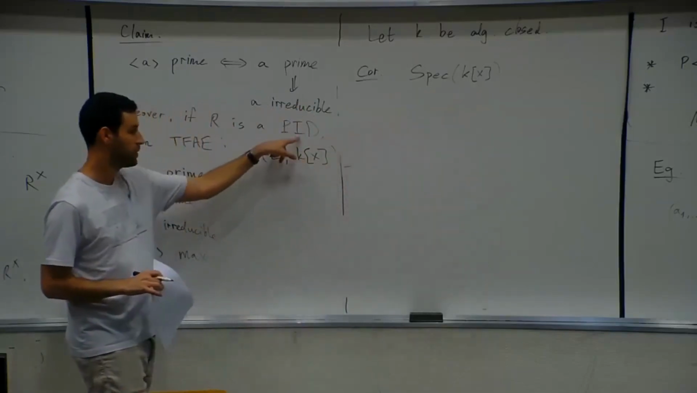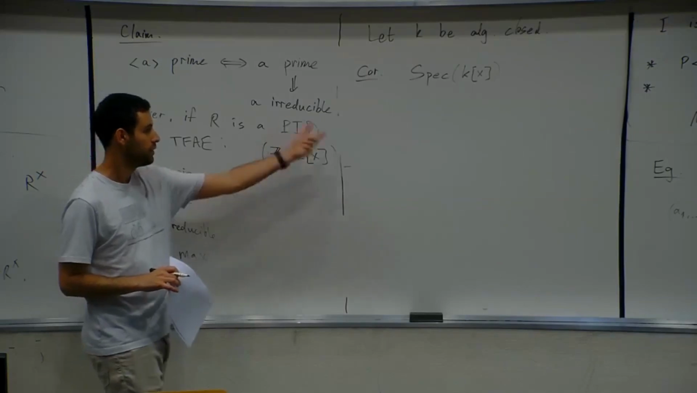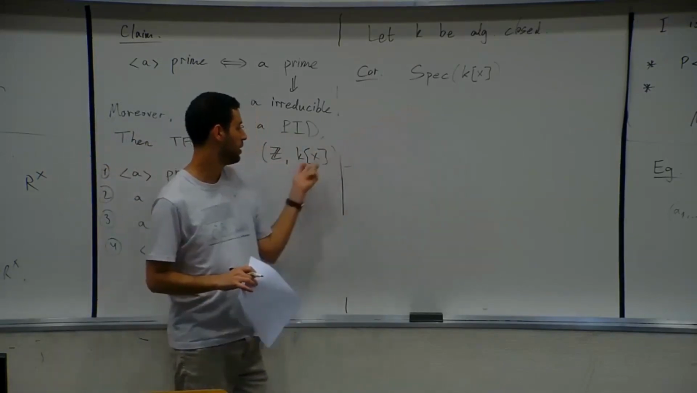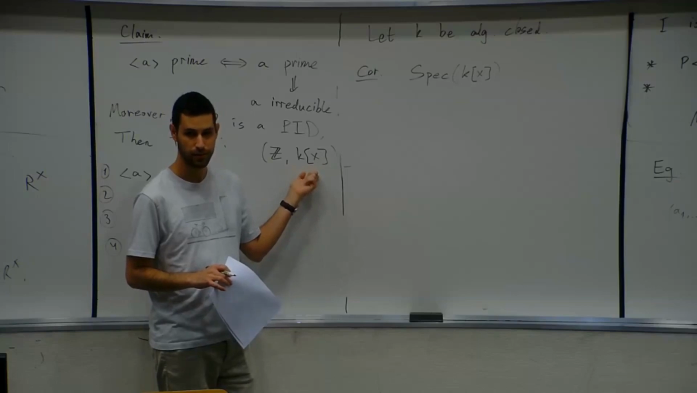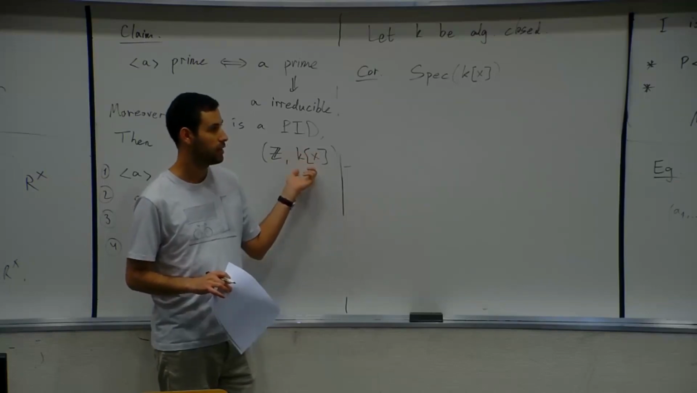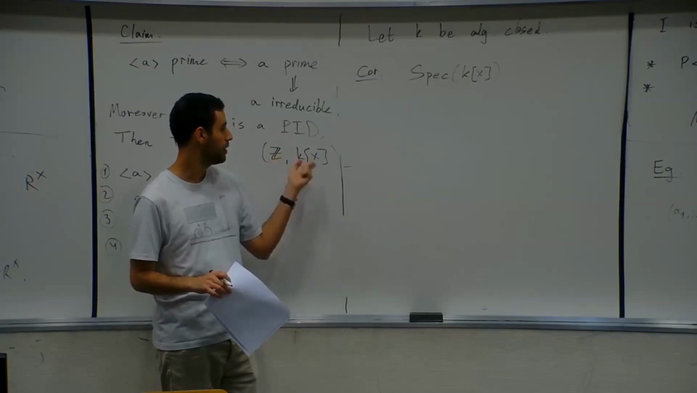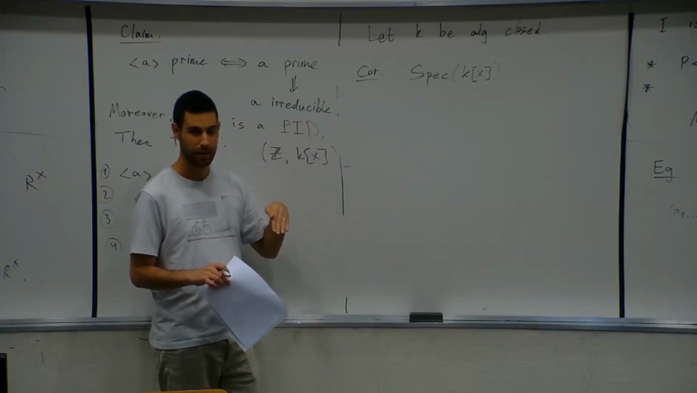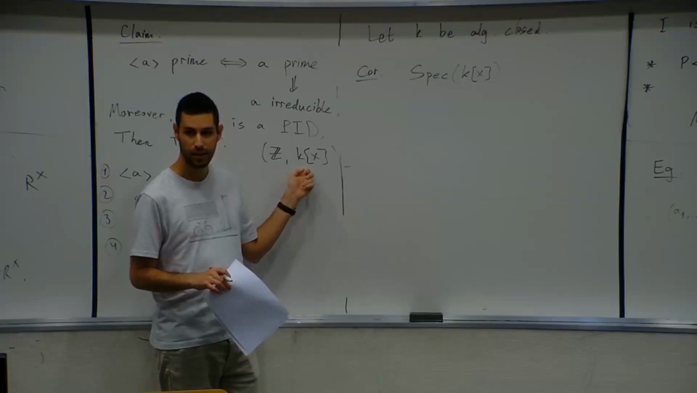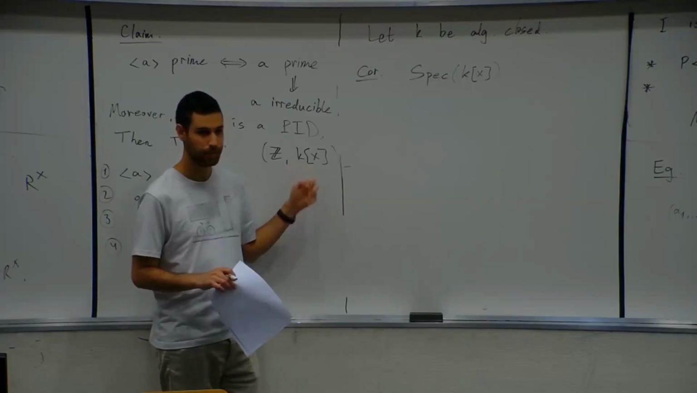So K[x] is a PID. In fact, if you give me an ideal, how can I find its generator? I need to prove it, but I can just take the polynomial of the minimal degree in this ideal, and then you can show that this is the generator.